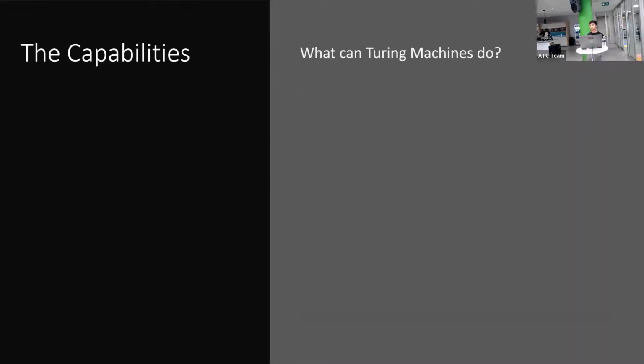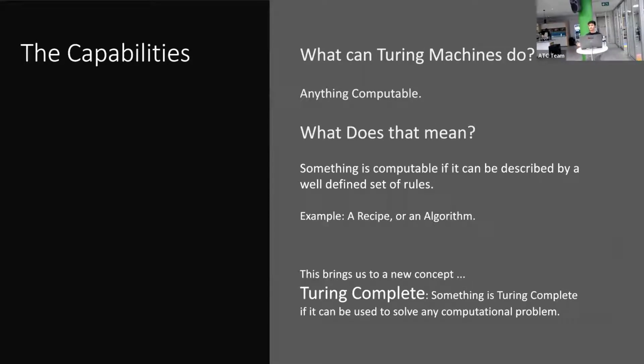Okay, so what can Turing machines do? They can do anything computable. Now, what do I mean when I say computable? Something is computable if it can be described by a well-defined set of rules, something like a recipe or an algorithm, anything that can be described by a step-by-step process. If you can describe it linearly and it has a bunch of steps to it, it is computable, and pretty much anything that you want to do can be described by a set of steps.